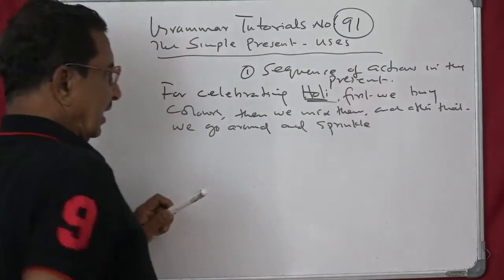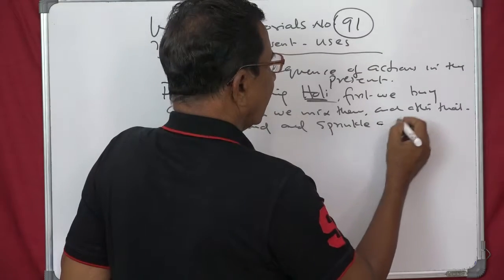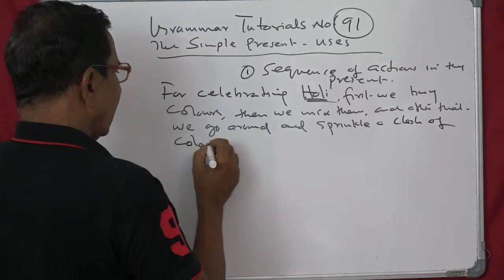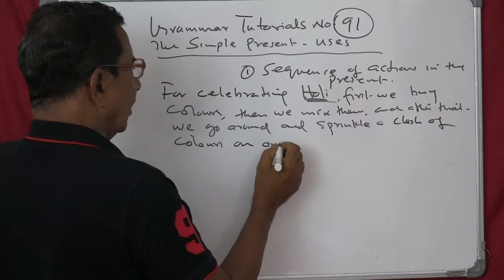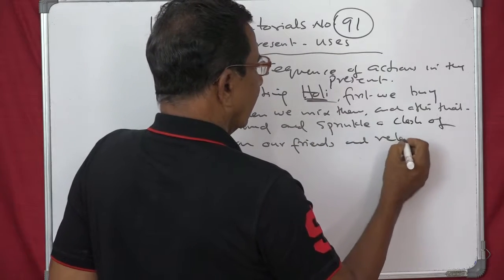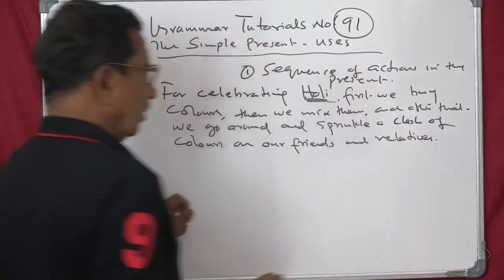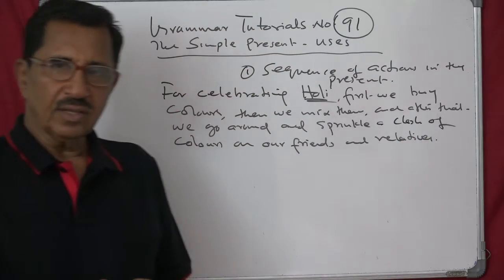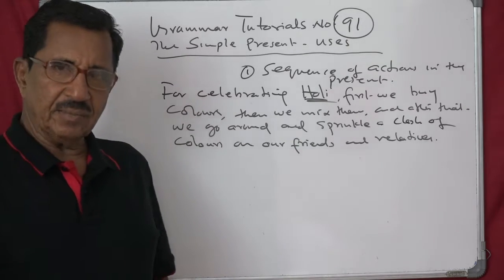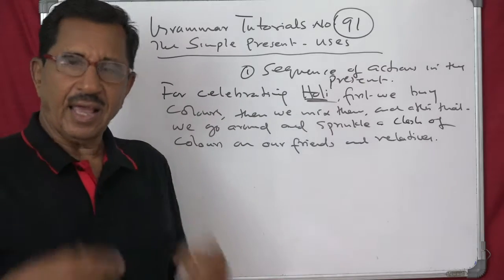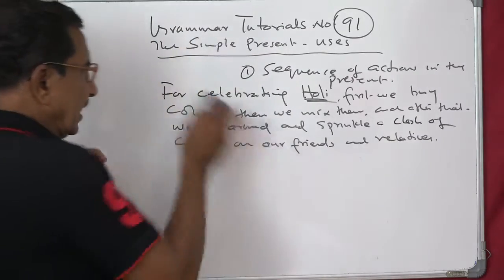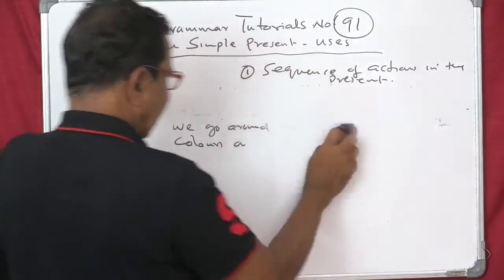Sprinkle a clash of colors on our friends and relatives. So this is what we do on the day of Holi, celebrating Holi. So a series of actions we have, a sequence of actions. We buy colors, we mix them, we go to friends, we sprinkle them, and just go around playing and enjoying. Understand? So this is a sequence of actions in the present.